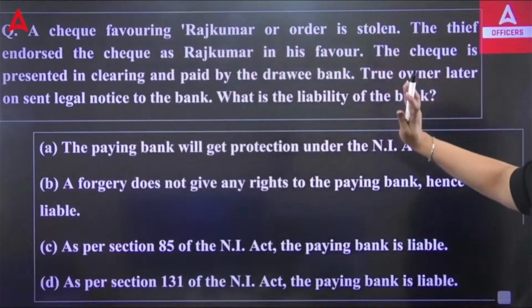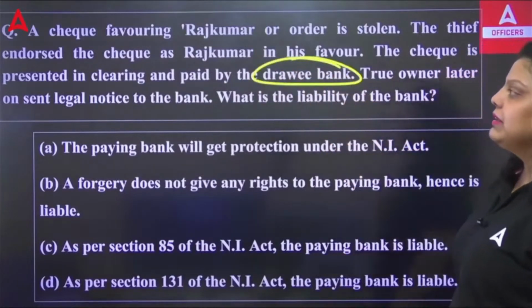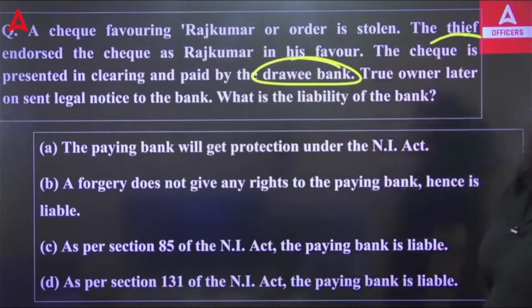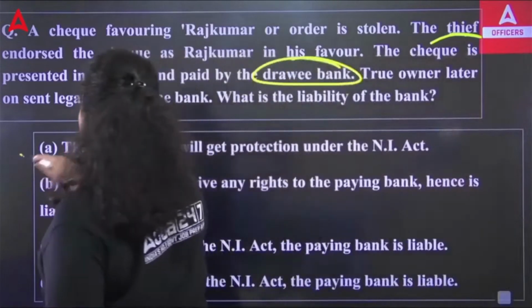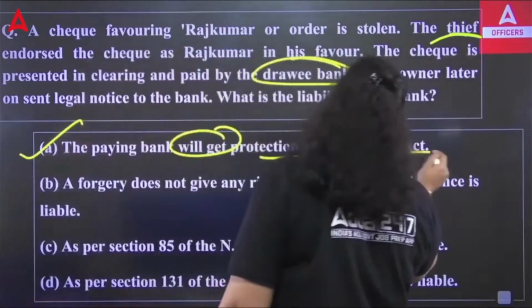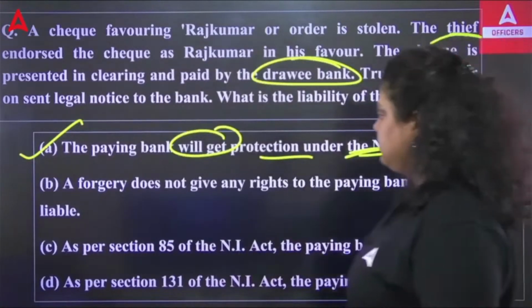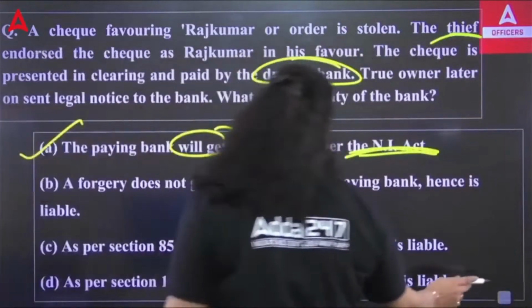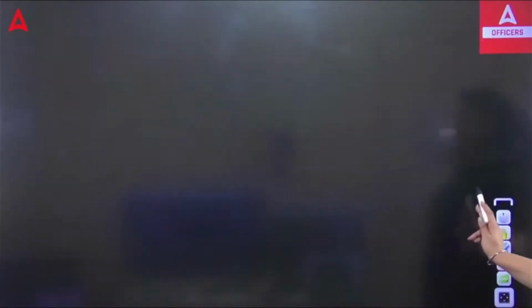So the check is presented in clearing and it was paid by the drawing bank. The bank has made the payment to the person who has taken the check, who was the thief. So in that situation, will the bank be liable or not? In this situation, the paying bank will get protection under the NI Act, because it was stolen and then it was endorsed. So the right answer will be A.